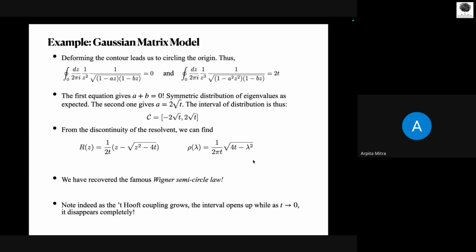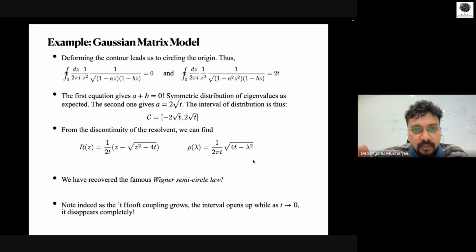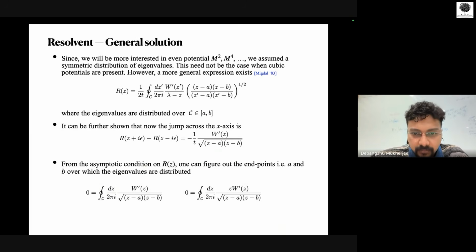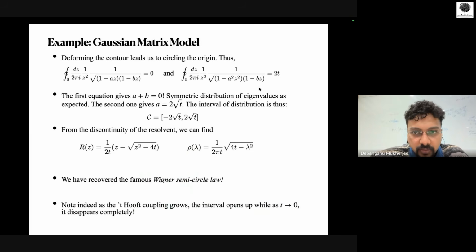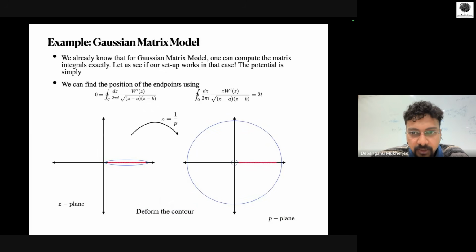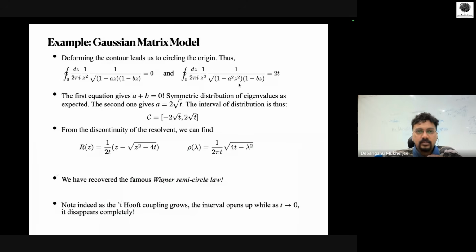So what I will do is, of course, I will send these files to you. I think there are a few typos here and there that I have to correct. Especially, this equation is wrong, and I also noticed this equation is wrong. So this 1 minus bz factor will not be there. You can see that very easily once the first equation gives you a equal to minus b, you plug it into the second equation, and you get 1 minus a square z square. That's kind of easy to see.